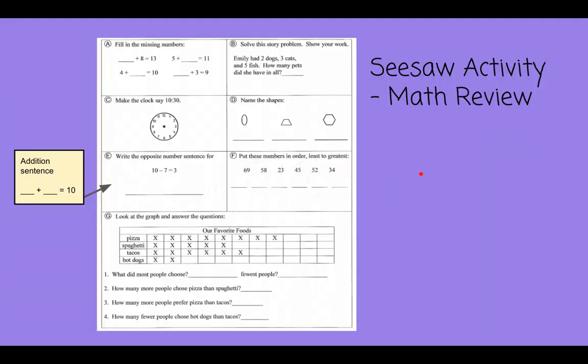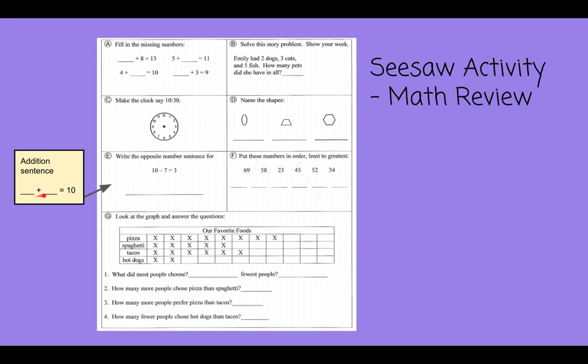We're going to continue with the Seesaw activity. We're going to do a little bit of review. When you get to this page, we would like you to use the labeling tool to put in your answers here. What number goes in the blank with these problems? Use your labeling tool so you don't have to write with a pen as it will get too big. Here you'll have to draw in some arrows, or you can use the tool to put in your arrows there. When you get to letter E, it says write the opposite number sentence for 10 minus 7 equals 3. If you're going to write the opposite of a subtraction problem, that would be an addition sentence.